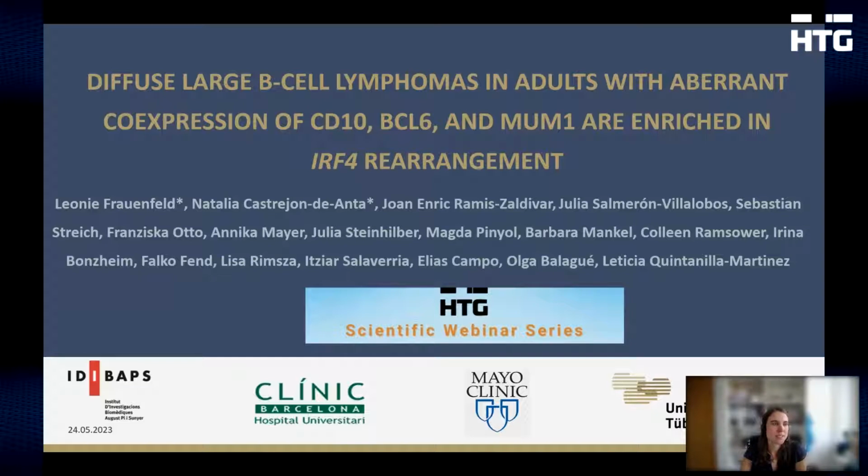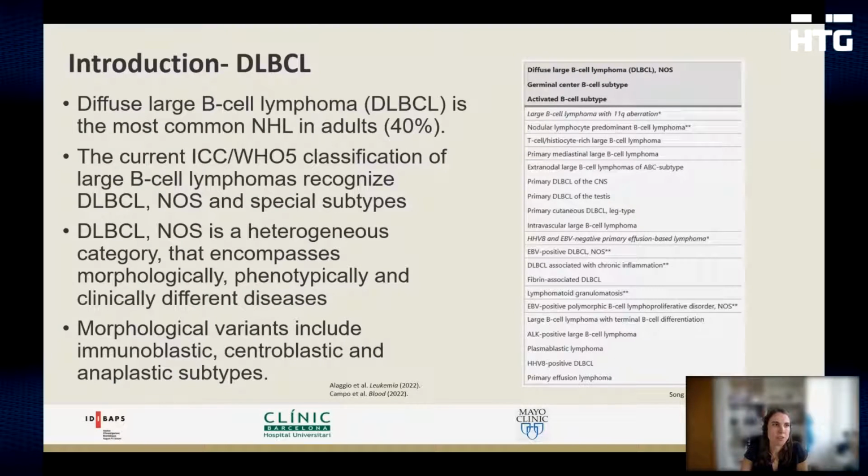In the next few minutes, I'm going to talk about diffuse large B-cell lymphomas in adult patients with an aberrant co-expression of CD10, BCL6, and MUM1, which are enriched in IRF4 rearrangements. As you all know, diffuse large B-cell lymphoma is the most common non-Hodgkin lymphoma in adults, accounting for approximately 40% of the cases. The current ICC and WHO 5 classifications both recognize large B-cell lymphomas.